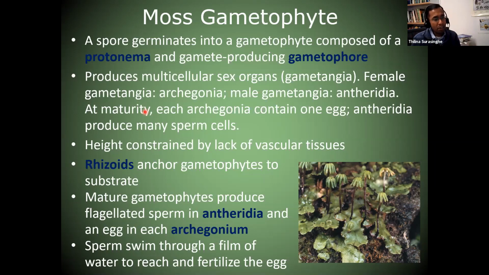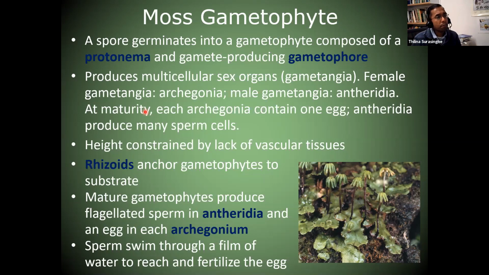The female gametangia are called archegonia. The male gametangia are called antheridia. At maturity, each archegonium, the female part, contains a single egg, a single egg only. Antheridia, on the other hand, the male reproductive organ, produce many sperms.